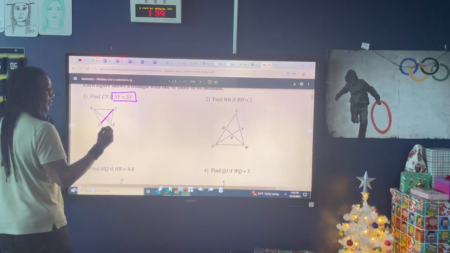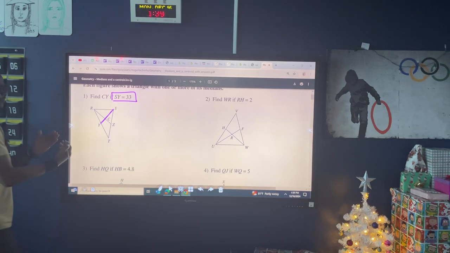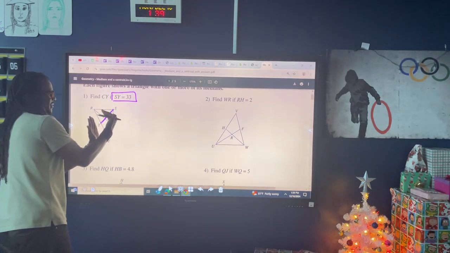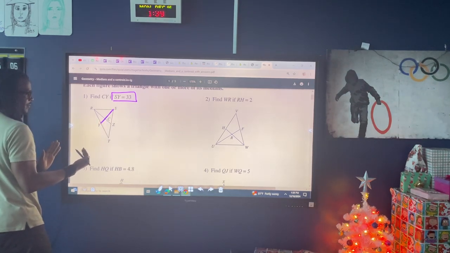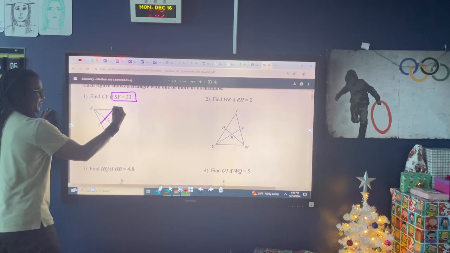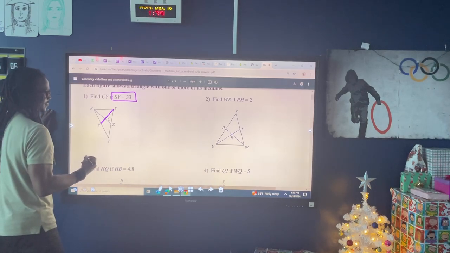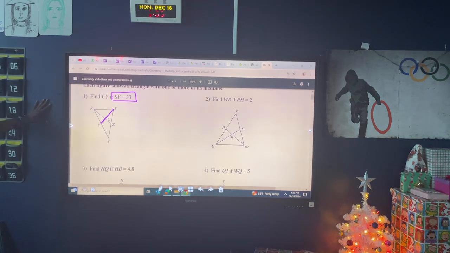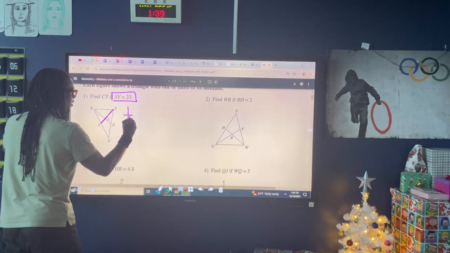Remember, everything is in thirds. It's 2/3, so SC is the 2/3. CY is only 1/3 of it. Wouldn't SY be 22? Yes, SY is 22, that's the 2/3 and CY is 11. So therefore, CY is only 1/3 of SY.